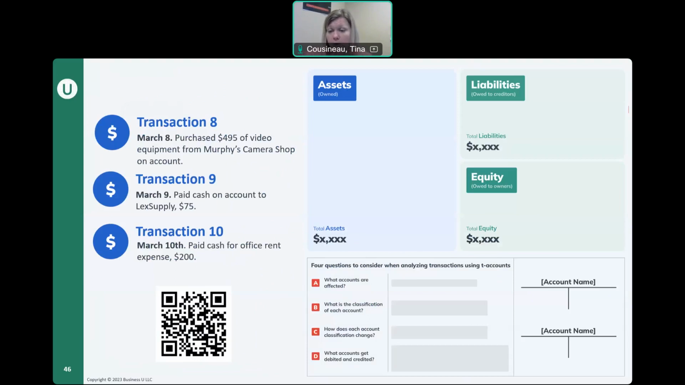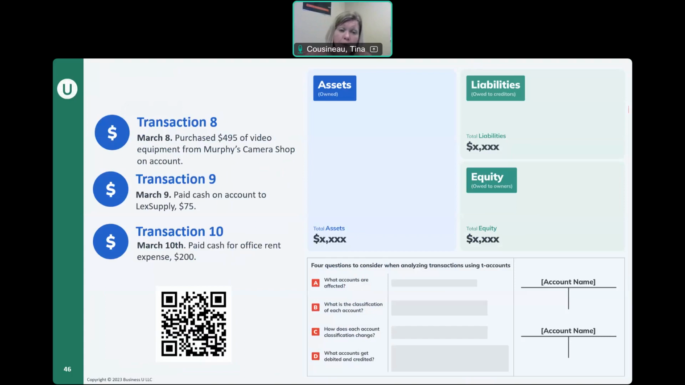Contemplate, think about your 4 questions. What accounts are affected? What classifications are each account? Are they assets? Are they liabilities? Are they revenues? Are they expenses? Are they owner's equity? And how does that account change? Is that account increased or decreased? And then what accounts are debits and credits? And always at the end, you want to make sure your accounting equation is in balance and your debits and your credits equal. So I'm going to say, go ahead, pause the video.